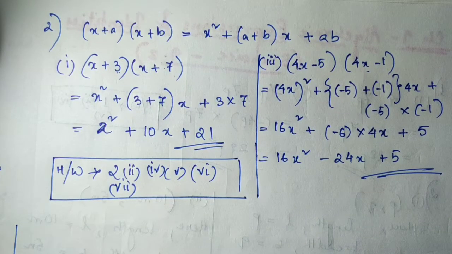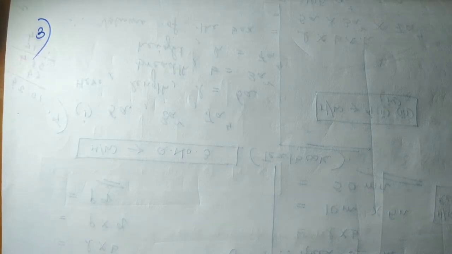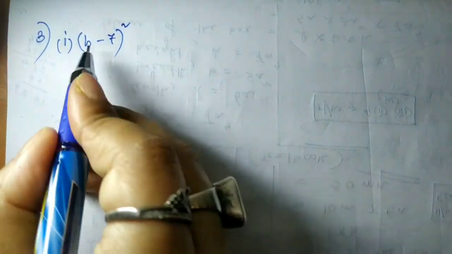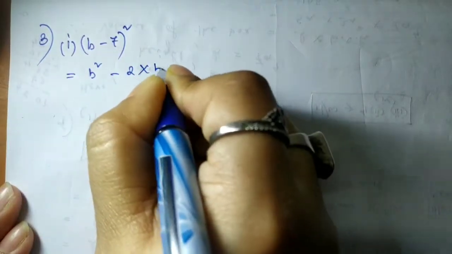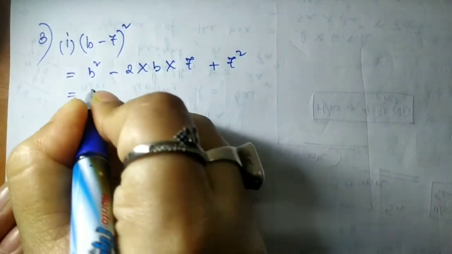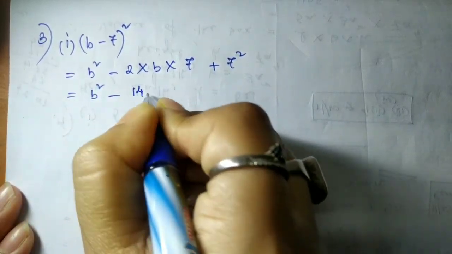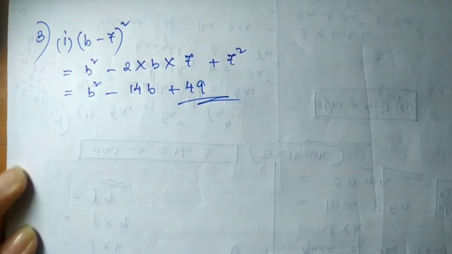Now let us move on to the next question, that is 3. So what is given in question number 3? Find the following squares by using the identities. So first one is given as b minus 7 whole square using identity. So this is a minus b whole square form, a square minus 2ab plus b square. Done. So b square minus 2 7s are 14b plus 49. No like terms, so this is your solution.